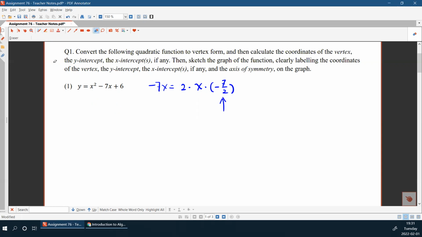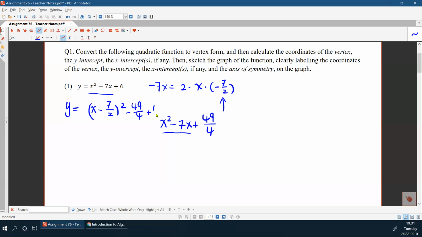Okay, so you can try rewriting this to y equals x minus 7 over 2 squared. And on a scratch paper, if you extend this, you will get x squared minus 2ab, which is 7x, plus b squared, which is 49 over 4, right? And two terms here are exactly the same as the two terms in the original expression, but there is no 49 over 4, so we need to subtract it. Then copy the rest of the expression. Okay, so now the function is rewritten in this form.